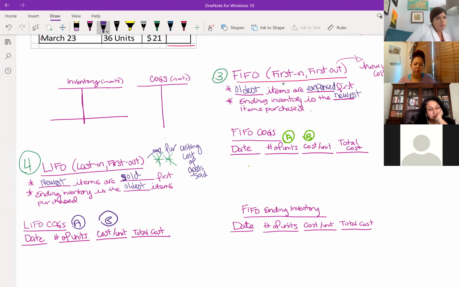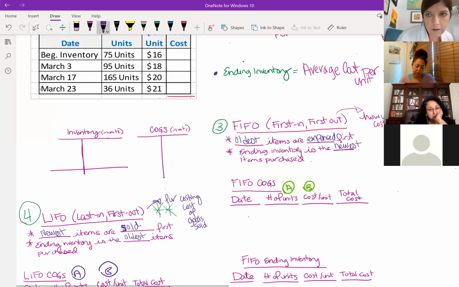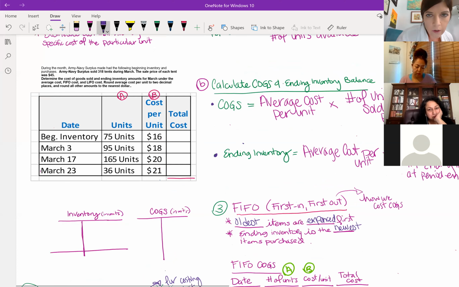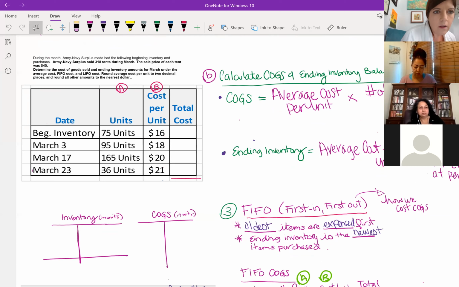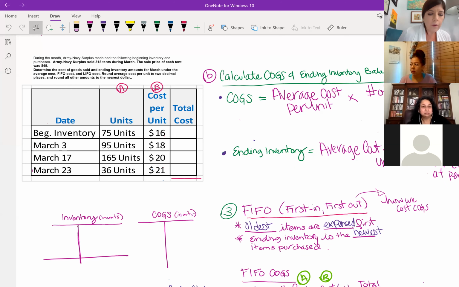So we're going to go through an example. And before we start the example, we're going to do some setups. So before we go through each of these separately, we're going to set it up.